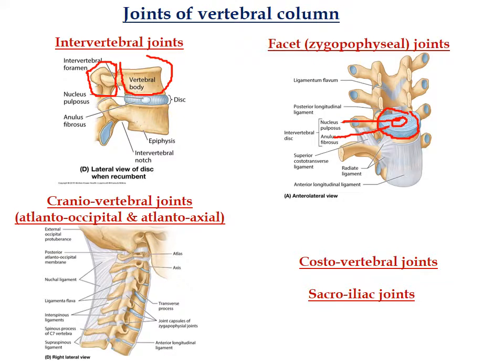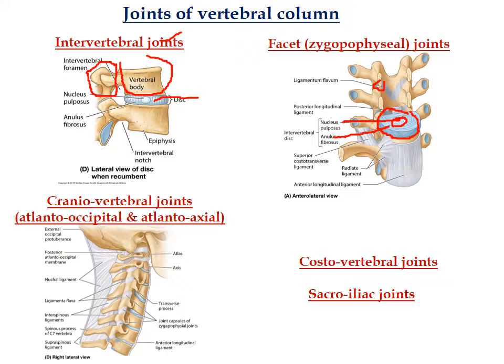Now, between the vertebral bodies we have the joint called the intervertebral joint, through the intervertebral disc. That is a secondary cartilaginous joint. It's the first joint. Then, between the superior and inferior facets, the joint is called the facet joint or zygapophyseal joint. That is between the facets.